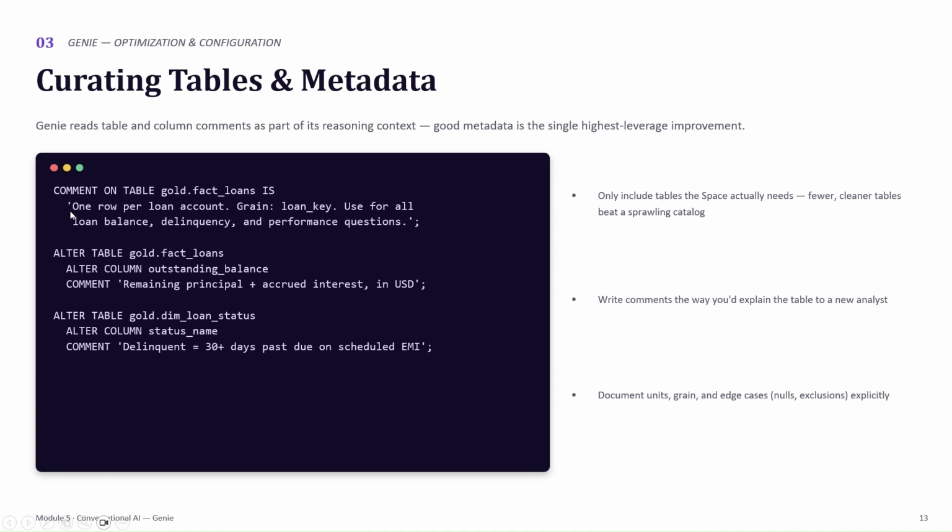One of the important things I wanted to showcase is, let's say you have a table called gold fact loans. Giving a comment on the table helps Genie understand what that particular table or column is. So, for example, there is an outstanding balance column. Your comment like remaining principal plus accrued interest in US dollars will give Genie more specific information about this column. And your job is to make sure that Genie is given the right instructions. Genie is helped with the instructions, information and comments, so that helps you get a more accurate response.